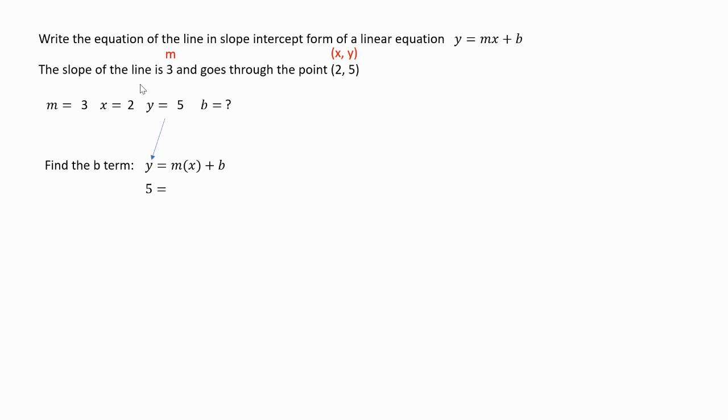So watch. I'll plug in a y value, which is 5. I'll plug in the m value, which is 3, the slope. I'll plug in an x value, and I don't know b. If I do that, I'm left with one unknown, so I can solve this as an equation and find out what the b value is. 2 times 3 is 6. Subtract 6 from both sides, I get b equals -1. Now I know everything.